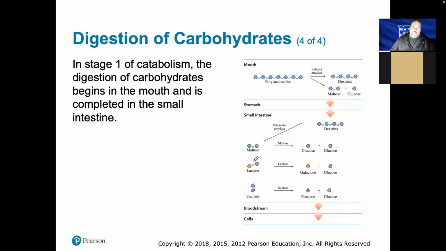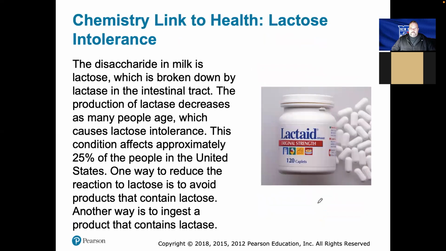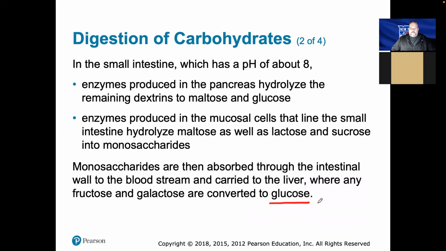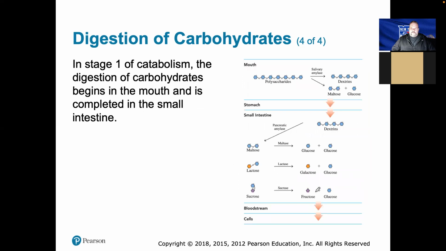Now, also present in the small intestine might be lactose and sucrose. If lactose is present, lactase will break that down into galactose and glucose. And if sucrose is present, that will be broken down by the enzyme sucrase into fructose and glucose. And then essentially through the bloodstream and through the cells. But at the end of the day, and I'm sure we'll see this, when carried to the liver, any fructose and galactose are converted into glucose. Okay? So I'm sure we'll see that at some point.